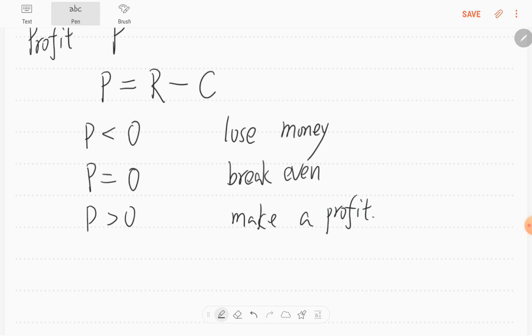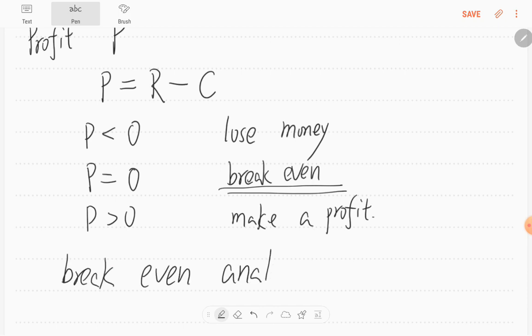So it's very helpful to determine when the company breaks even, right? This is called break-even analysis, to find where the company will break even. Okay, so now let's look at some examples.